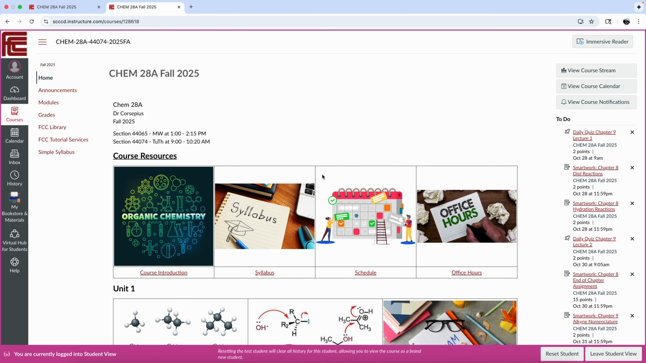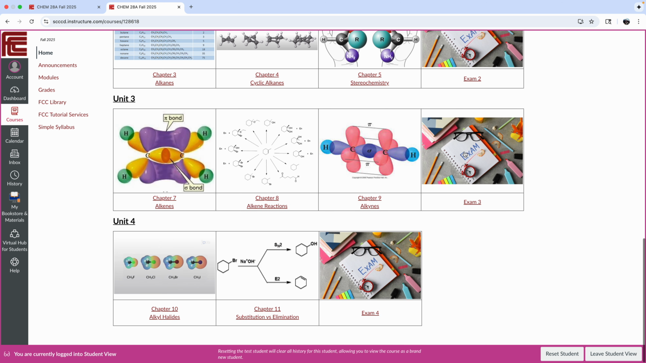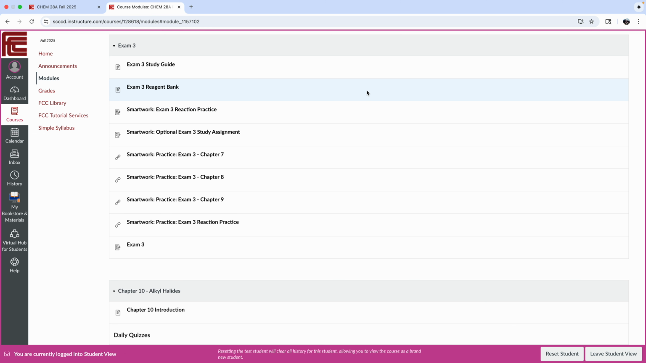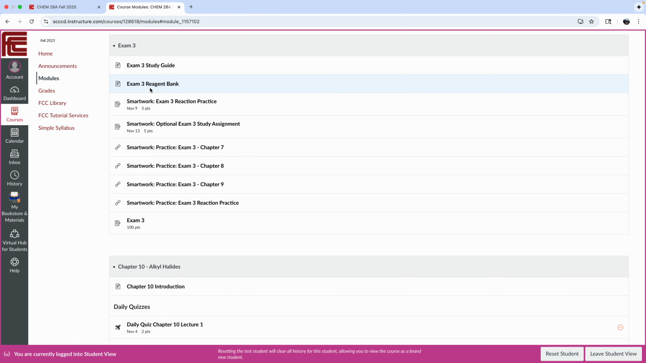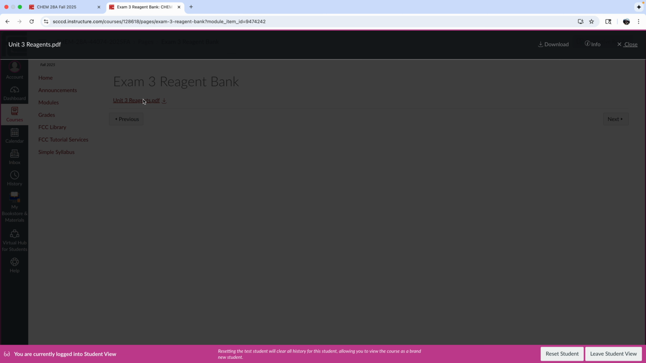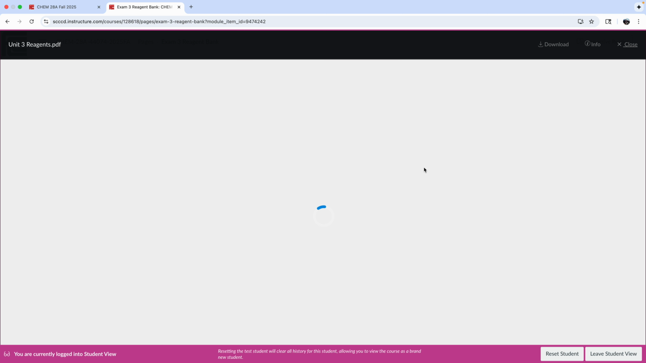So our goal for today is to review for this exam, and I'm going to try to structure this similar to how I would want you to be studying at home. All right, so what we're going to do first is go down to our exam 3 module here. In addition to your practice assignments, there's this reagent bank here, all right? And this is a bank of all of our reagents that we used in this particular unit.